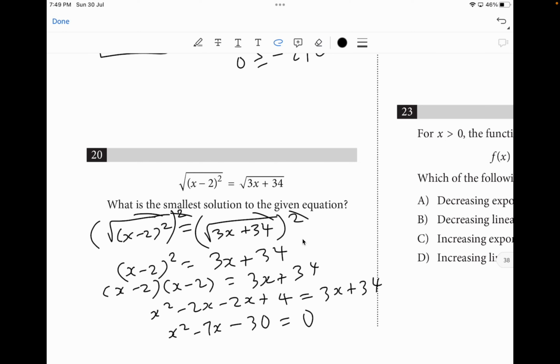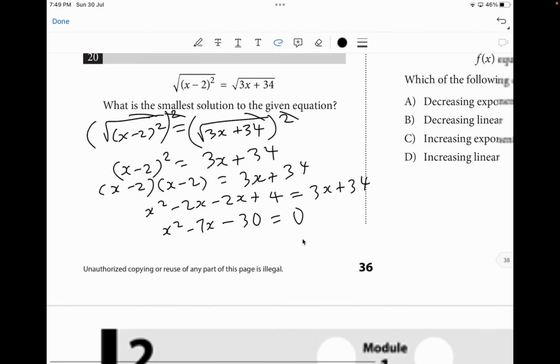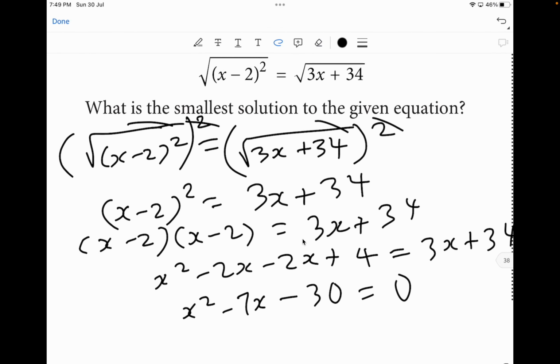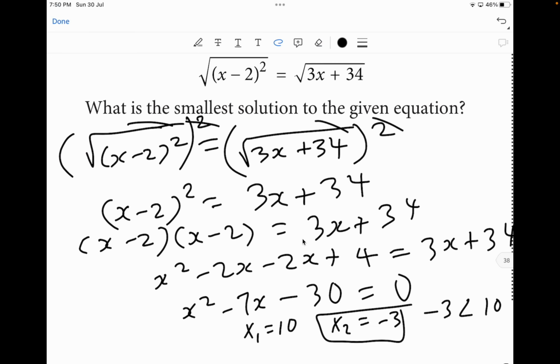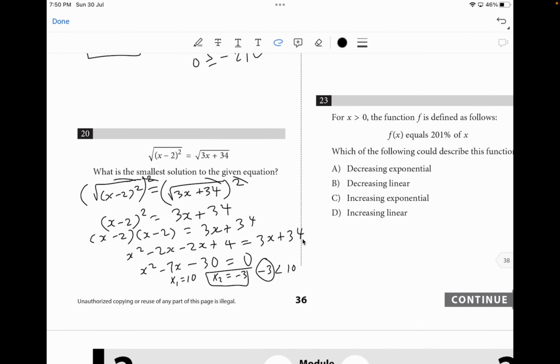Now, if you substitute this quadratic equation into the calculator, you should be getting two values for x. Two values for x. So x1 is equivalent to 10, and x2 is equivalent to negative 3, which is the smallest solution. So the smallest solution here is negative 3. Negative 3 is less than 10. So that's why negative 3 is going to be your smallest solution, so your answer is going to be negative 3 for question number 20.